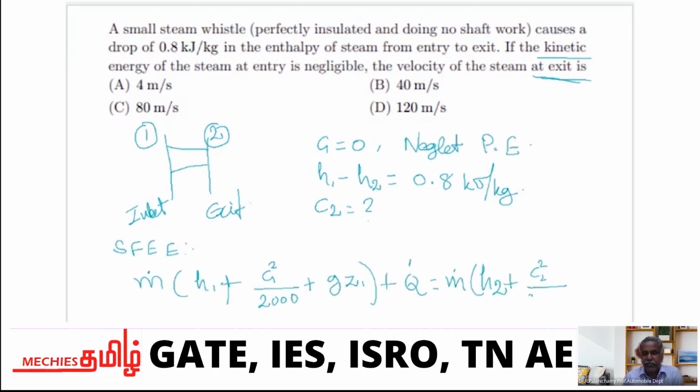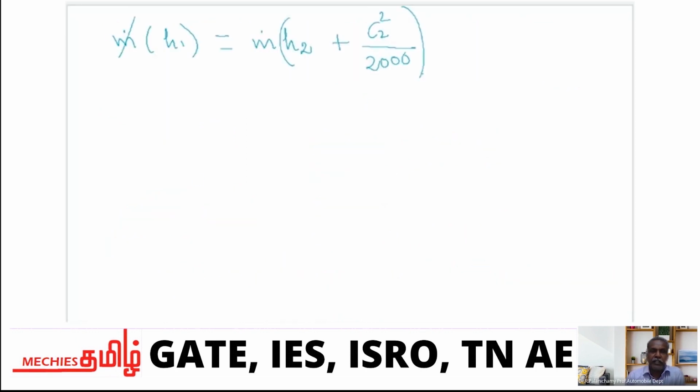Remember this important formula. The steady flow energy equation is an important formula in thermodynamics. Plus W dot, with mass flow rate m dot, and Q dot. Since it is insulated, Q dot is equal to 0. And there is no shaft work, so W is 0. If you neglect potential energy, the inlet kinetic energy is also neglected. It is insulated, so this we can neglect too. Now m dot cancels on both sides.